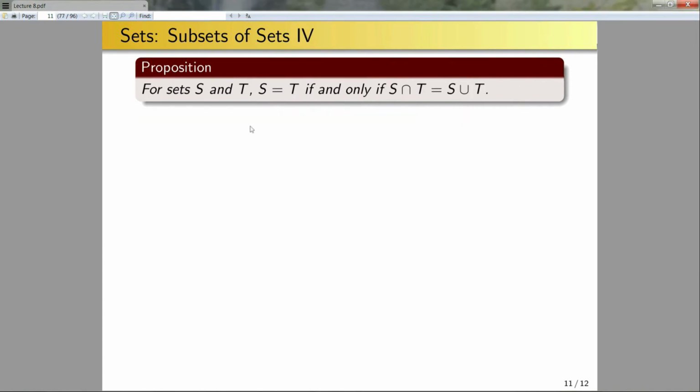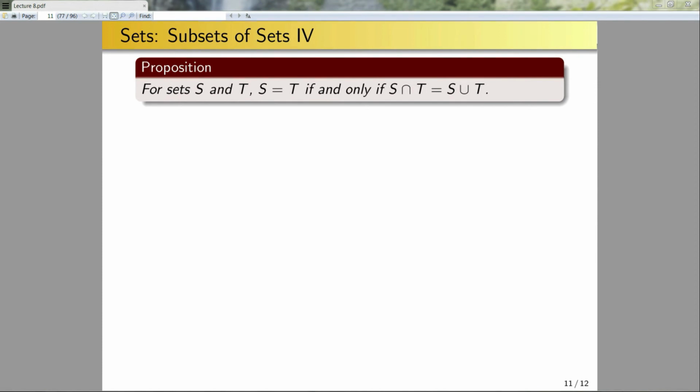Okay, so let's look at another proposition. For sets S and T, S is equal to T if and only if the union of S and T is equal to the intersection of S and T. Now, this is the type of question I could potentially ask you on an assignment, midterm, or final. So do pay attention to the proof techniques that I use here.